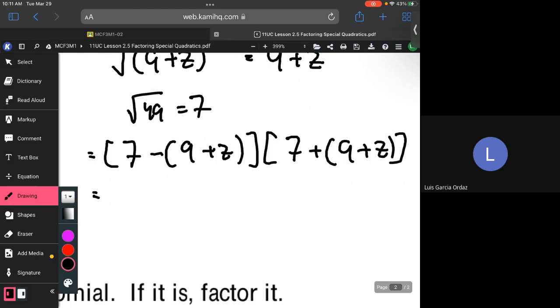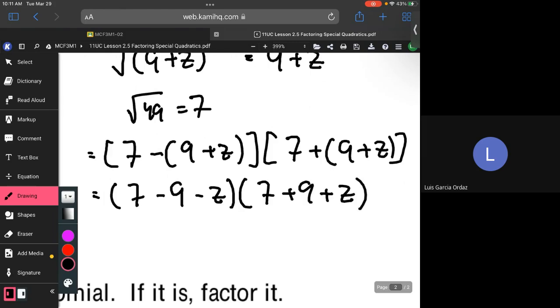So when I distribute a negative into a bracket, what happens to all of the signs? They change. So my positive 9 becomes negative 9, and my positive z becomes minus z. And then I have 7 plus 9 plus z. So what does my first bracket become? Simplify algebra.